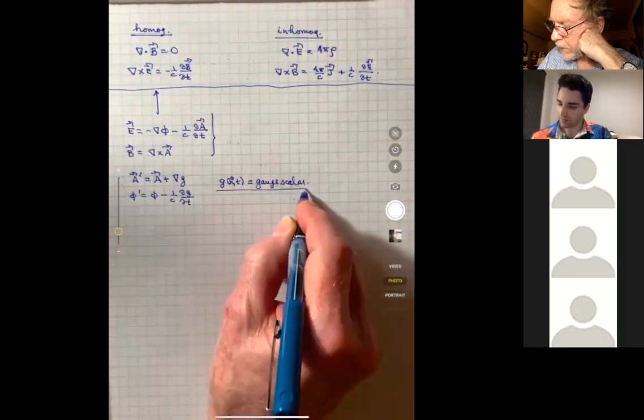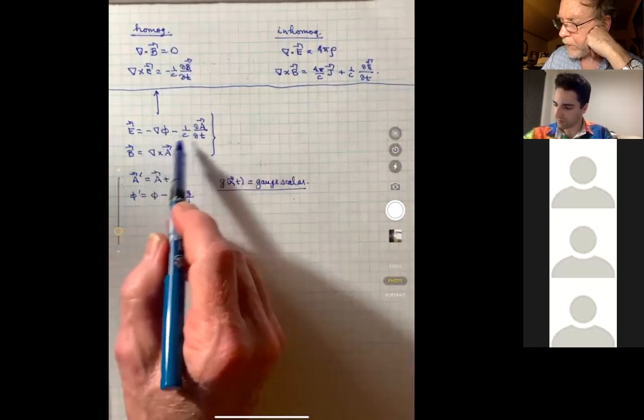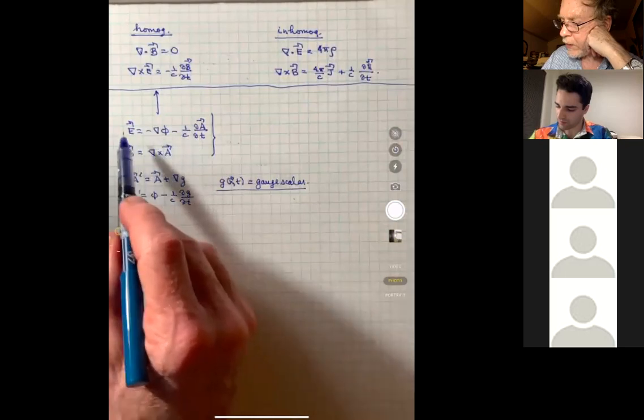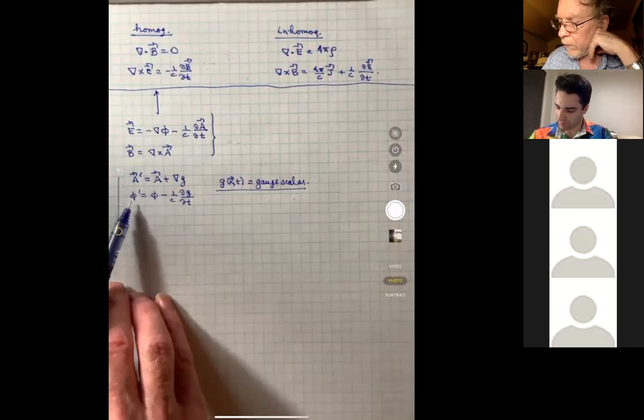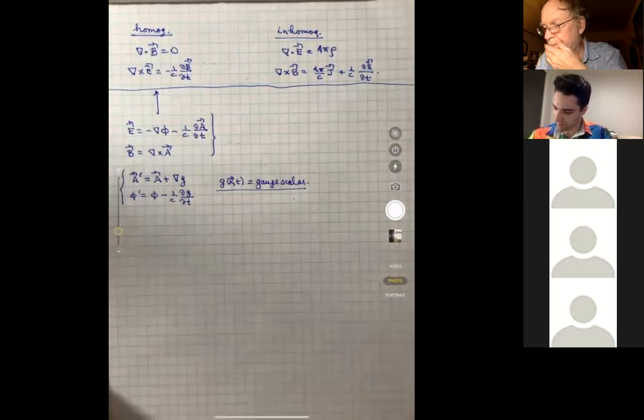What you'll find is that if you use A prime and phi prime instead of A and phi, the primed potentials instead of the unprimed ones, in these equations, you get the same E and B. So E and B are invariant under this transformation, which of course is what is called a gauge transformation.